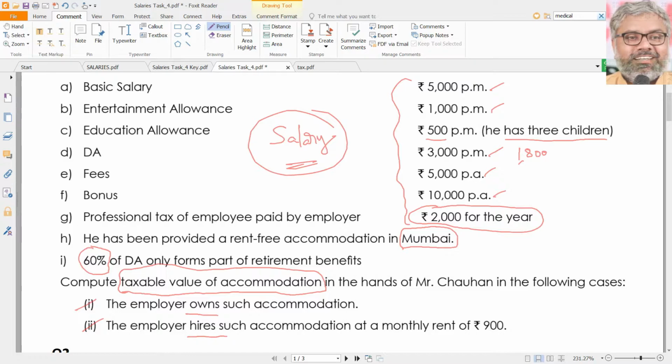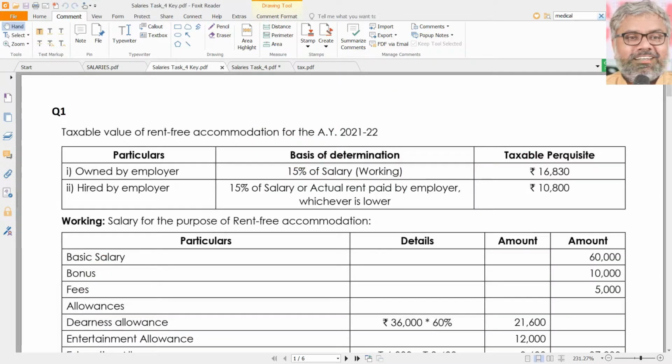Definitely it is taxable, but are we worried about taxability here? No, that is not the point at all. We are worried about what is salary for this purpose. Will perquisites be included while computing the salary for the purpose of rent-free accommodation? No, definitely not. So this need not be and should not be included. All the remaining things will be included as taken here also.